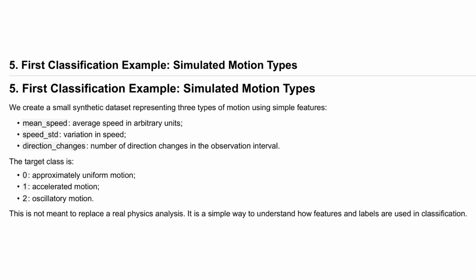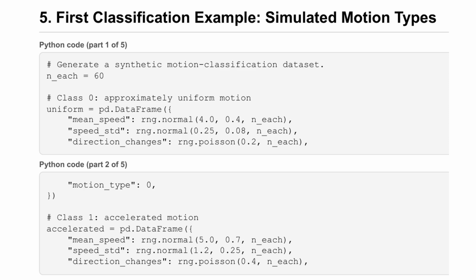Let us look at a first example using simulated motion types. We will use simple features like mean speed, speed variation, and direction changes to classify motion as uniform, accelerated, or oscillatory. We start by generating this synthetic dataset.